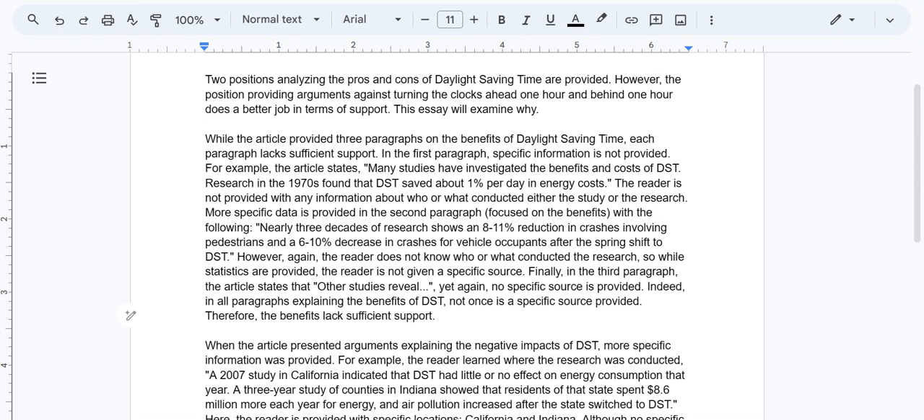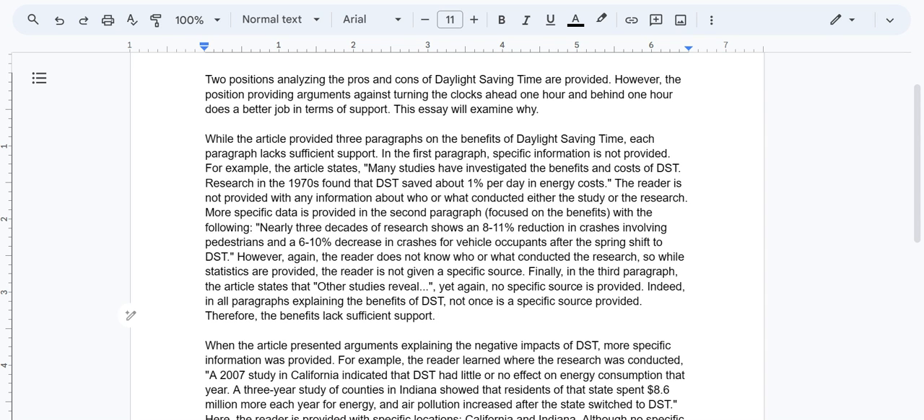The reader is not provided with any information about who or what conducted either the study or the research. More specific data is provided in the second paragraph, focused on the benefits, with the following. Quote, nearly 3 decades of research shows an 8 to 11% reduction in crashes involving pedestrians and a 6 to 10% decrease in crashes for vehicle occupants after the spring shift to DST. End quote. However, again, the reader does not know who or what conducted the research. So while statistics are provided, the reader is not given a specific source.